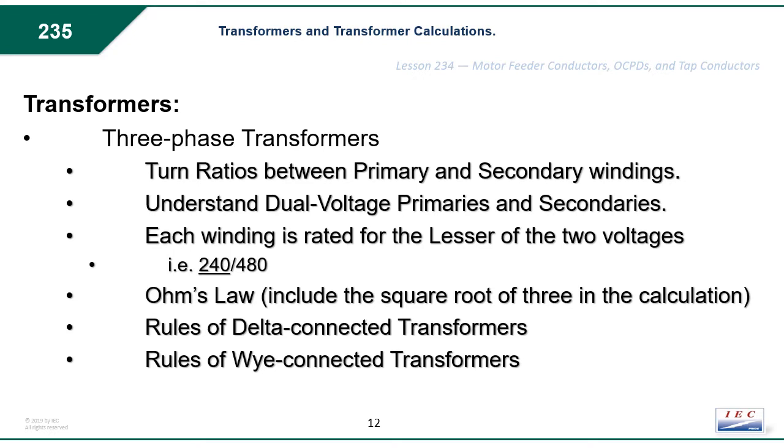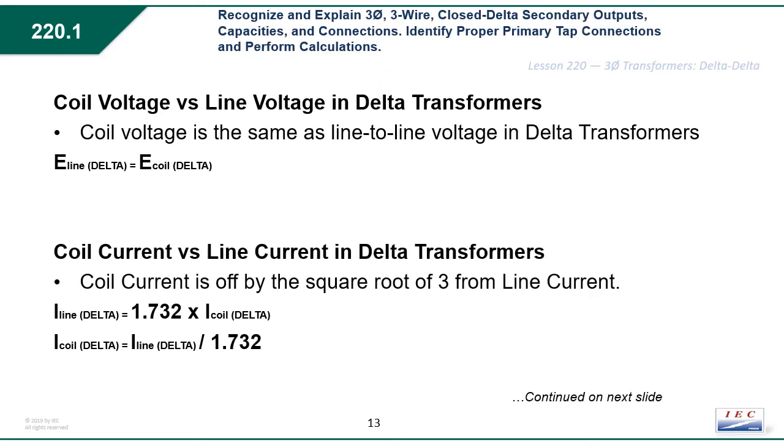Now with Ohm's law and 3-phase, remember to include the square root of 3 in your calculations, because a 3-phase voltage is not in sync with itself. It's not in phase with itself. It's off by 120 degrees. Therefore, you can't just add up the voltage. You have to include the square root of 3. And then the rules of delta connected transformers and the rules of Y connected transformers. Let's look at all this together.